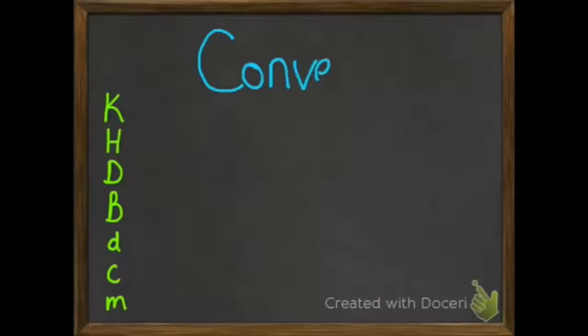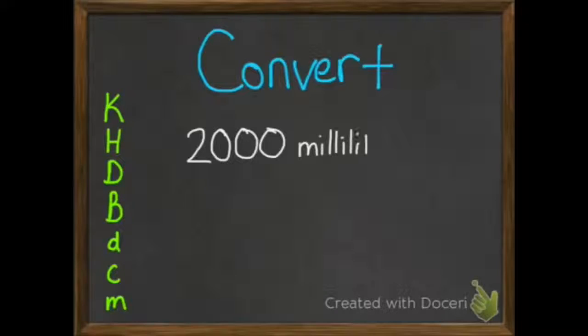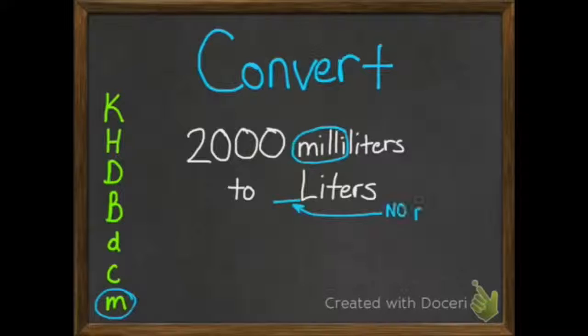So here's an example. The question is, convert 2,000 milliliters to liters. The first thing we need to do is look at the prefixes, because that's going to tell us information that we need to know. So we have milli, which is our bottom unit. But then there's no prefix in front of the liters, which means it's the base unit, or it's the B. So milli stands for the M, and the no prefix stands for the B.